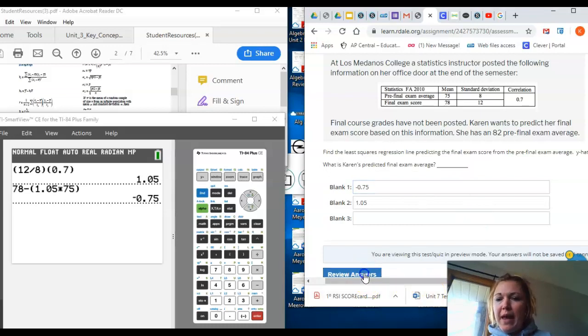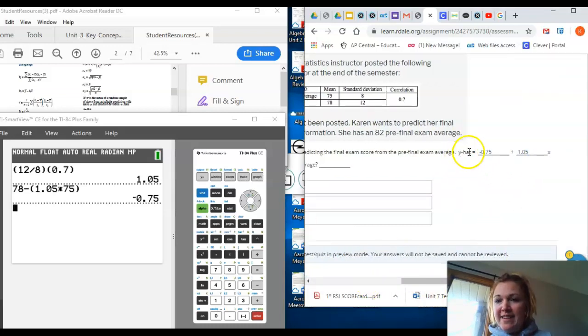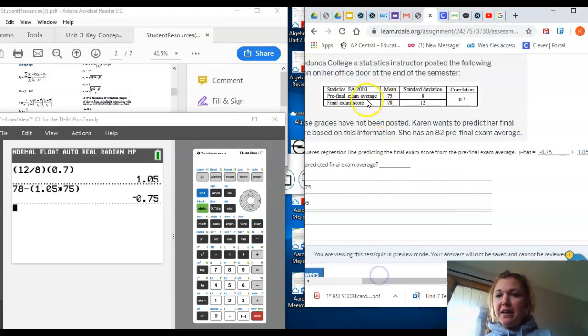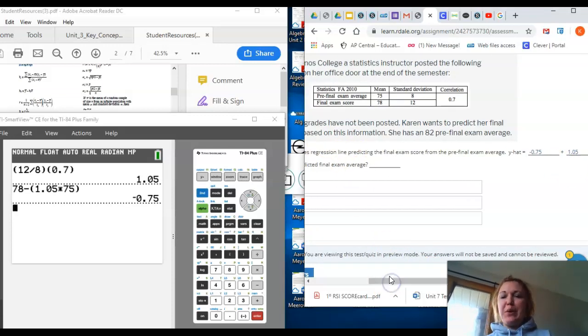Okay, so now what I have is y hat is equal to negative 0.75 plus 1.05x. Now on the AP exam, I would like you to put the predicted final exam score is equal to negative 0.75 plus 1.05 times the pre-final exam score.